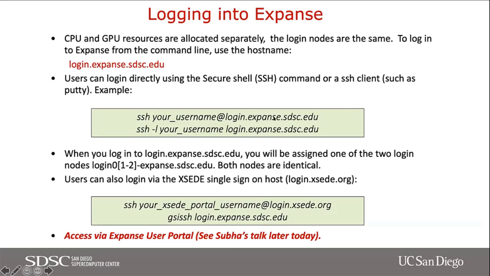So you can directly log in and use your Exceed portal password, and this will put you on one of the two login nodes, login01.expanse.sdsc.edu and login02.expanse.sdsc.edu. Both nodes are identical. You can also log in via the Exceed single sign-on host, login.exceed.org. You can SSH with your Exceed portal username to login.exceed.org, which has two factors. If you've got your two-factor set up with Duo there, you should be able to log in, and then GSI-SSH to login.expanse.sdsc.edu.